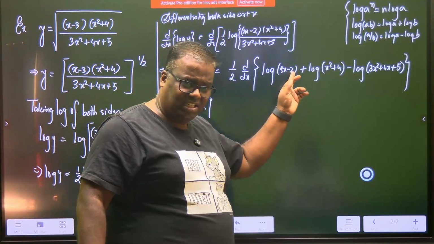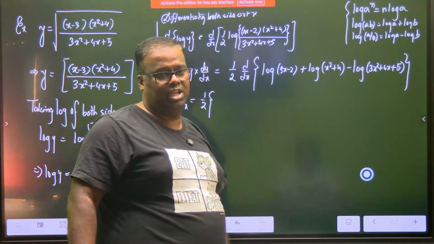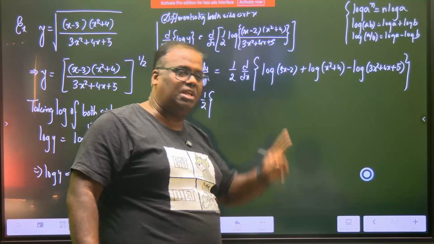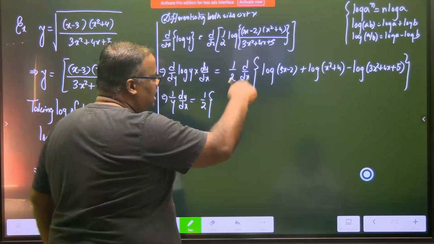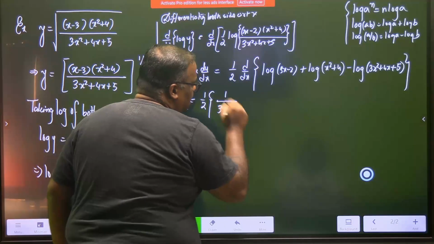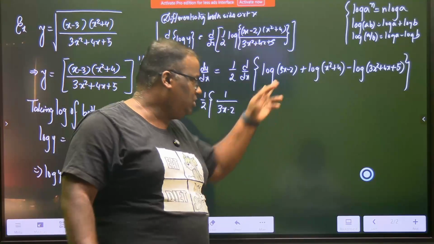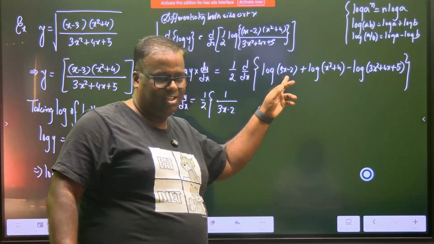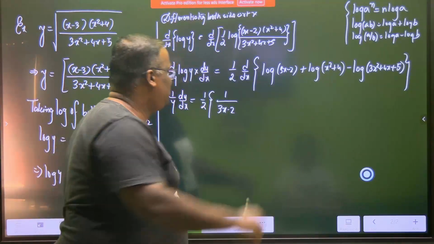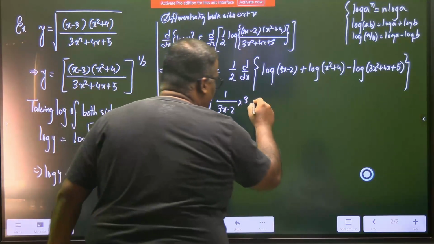This is cat, log cat. I will do d d cat of log cat. What is d d cat of log cat? 1 by cat. So d d cat of log cat is 1 by cat. Is this understood? Into d cat by dx, which is 3. Got it? Into d cat by dx, which is 3. Hold on, you will not write. Let's do the next one together.